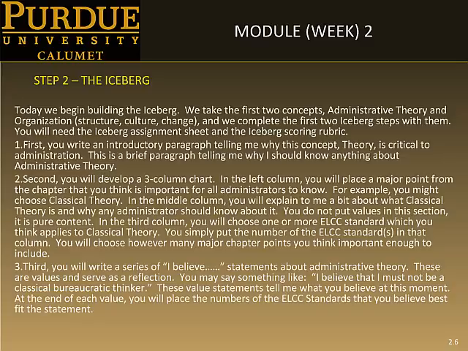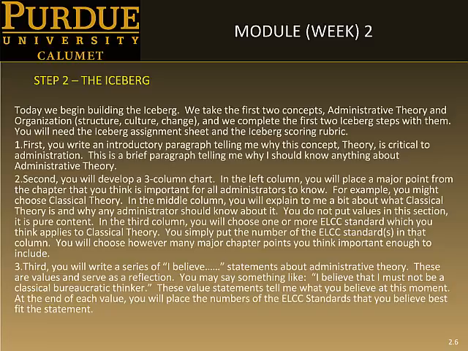In the left column, you will place a major point from the chapter that you think is important for all administrators to know. For example, you might choose classical theory. In the middle column, you will explain to me a bit about what classical theory is and why any administrator should know about it. You do not put values in this section. It is pure content. In the third column, you will choose 1 or more ELCC standards, which you think applies to classical theory. You simply put the number of the ELCC standards in that column. You will choose however many major chapter points you think important enough to include.